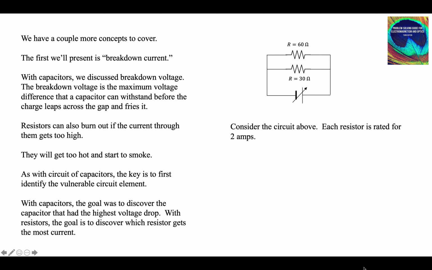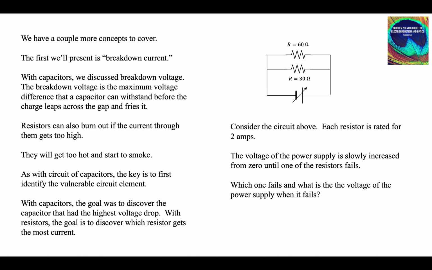So let's consider a circuit above. Each resistor is rated for 2 amps. They can have a maximum current of 2 amps. There's a variable power supply, and I start cranking it up. Pretty soon, one of them is going to start to smoke. Which one is it? It's the one that gets the most current.